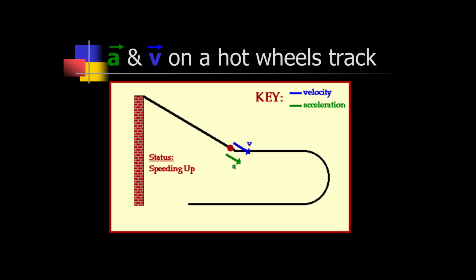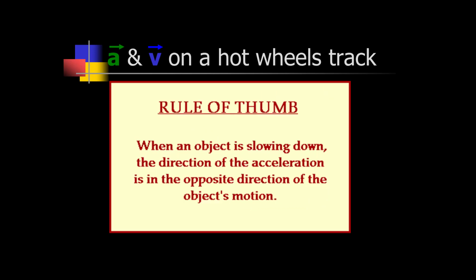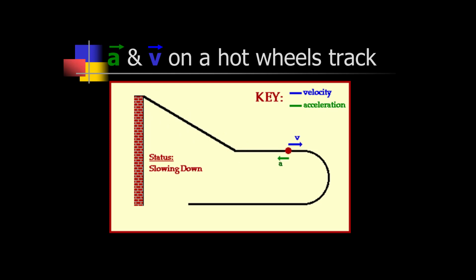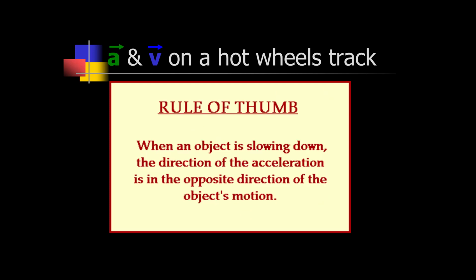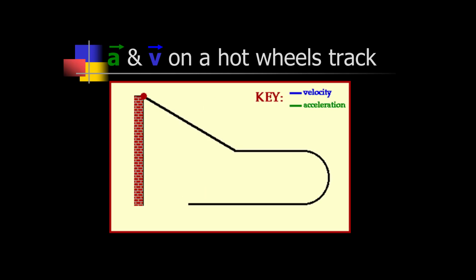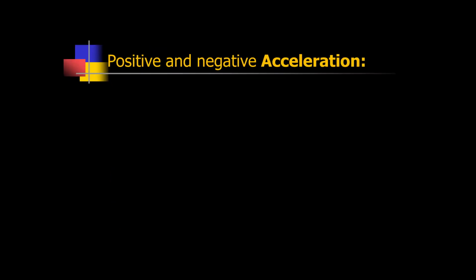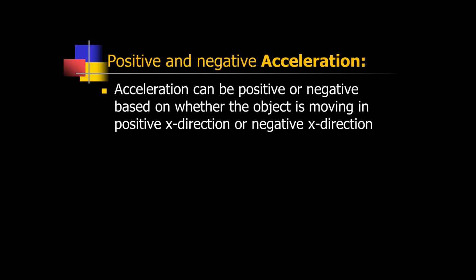You can see over here, velocity and acceleration, at some places they are in the same direction and at some places they are in opposite directions. When an object is slowing down, the direction of acceleration and velocity is opposite. When the object is speeding up, the direction of acceleration and velocity is the same. You should keep this in mind. So positive and negative acceleration is not only due to speeding up or slowing down of an object, but acceleration can be positive or negative based on whether the object is moving in the positive x direction or negative x direction.